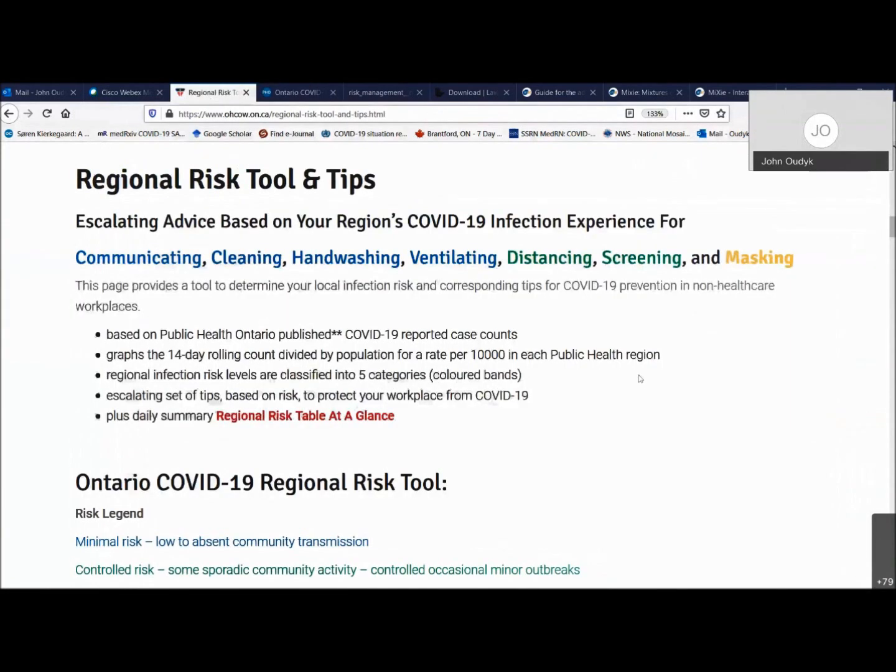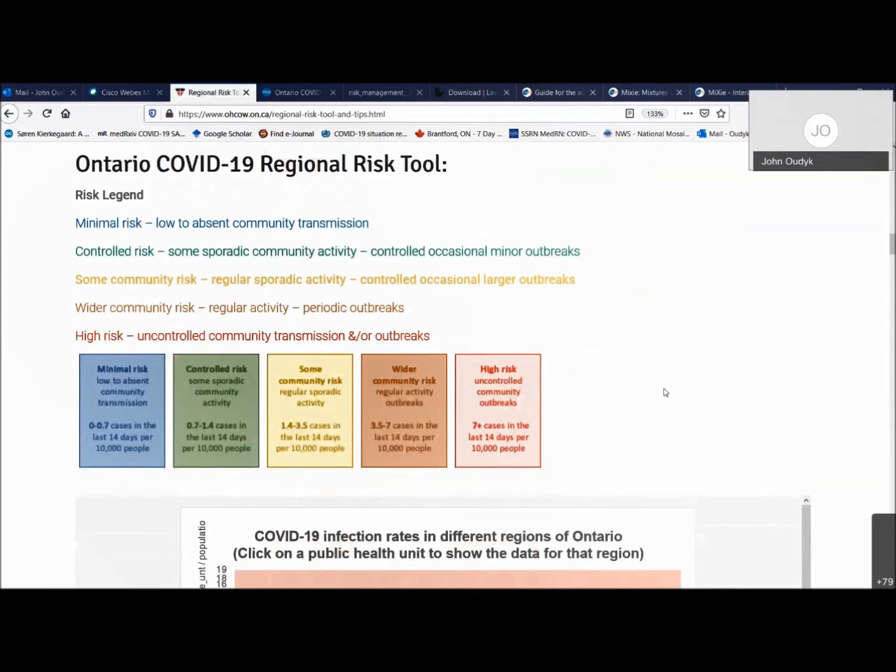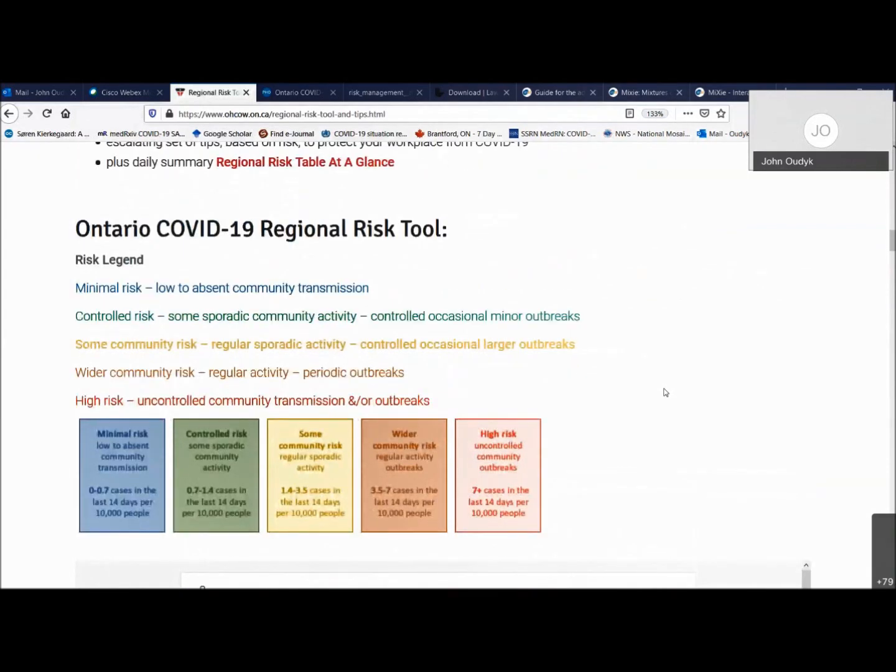So what we thought we needed was some kind of a tool that looks at the current level of activity of COVID in your region, and that would give advice on how to control your risk based on the categories of communicating, cleaning, hand washing, ventilating, distancing, screening, and masking. We would base it on these categories. So the categories, again, we used the PHO categories and translated them from cumulative to current.